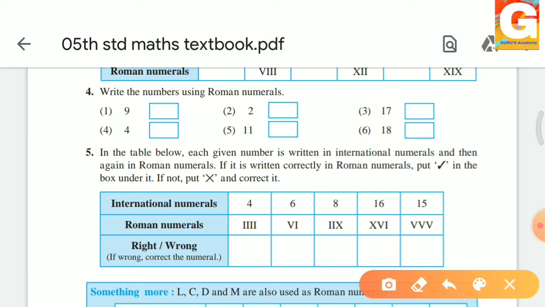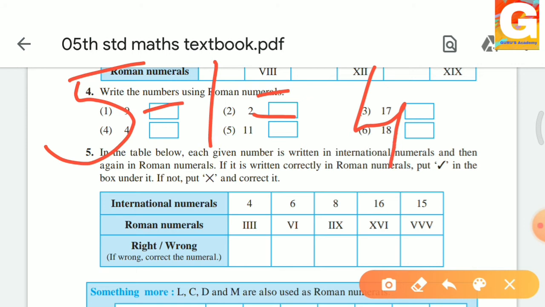Now what is the next? Yes, that is number 4. You all know 4 means what? 5 minus 1 is your 4. So how are we supposed to write it in Roman? This is your 5 and minus 1 means what? We are supposed to write that to your left hand side. So this is 1 I have written to the left hand side. That makes number 4.